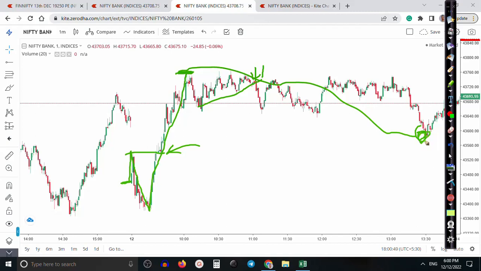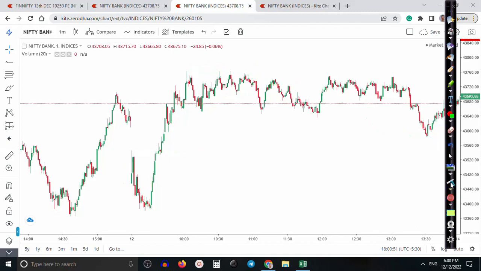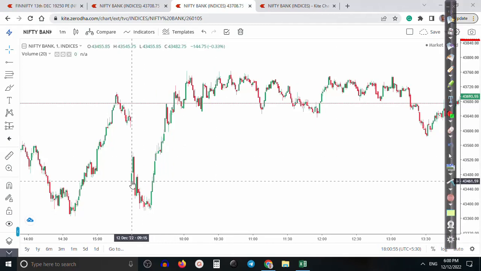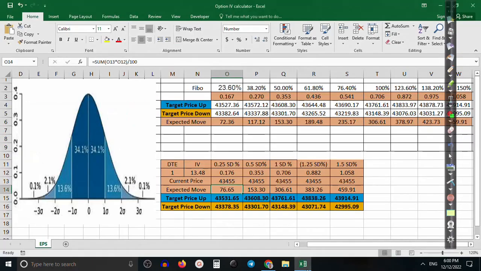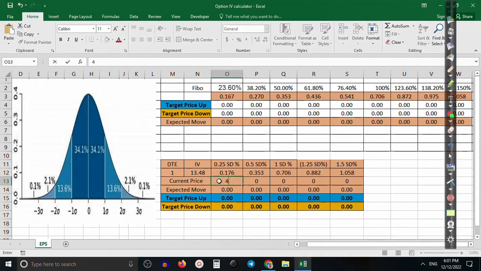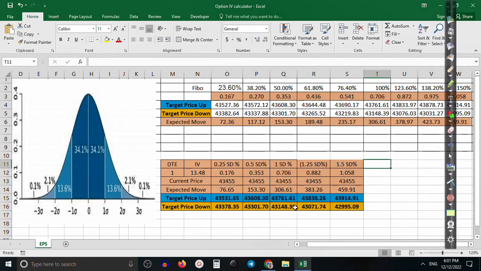So why did I enter in this area? Let me show you here. Where exactly did price open today? Around 43455. I use standard deviation. Let me remove this one first. So 43455. Once I place the orders, automatically they detect some levels.